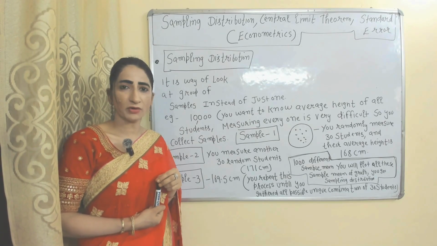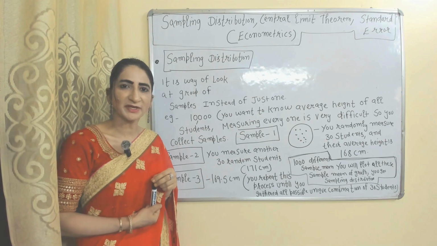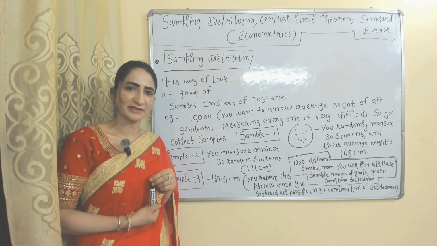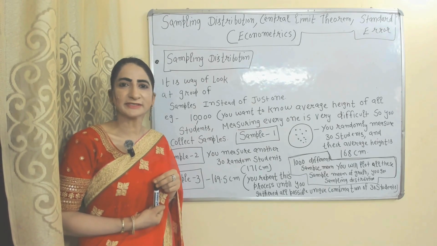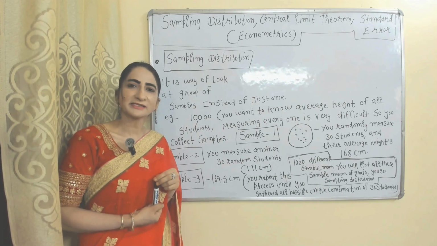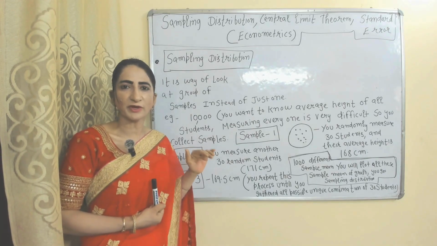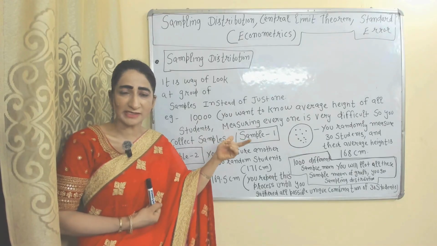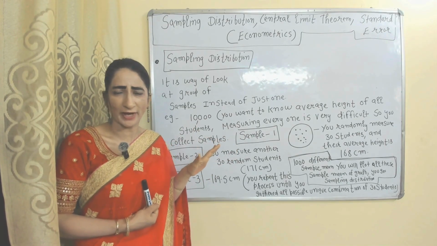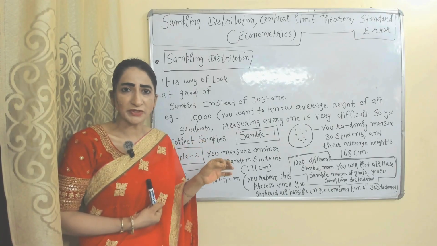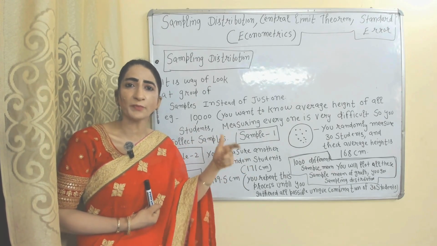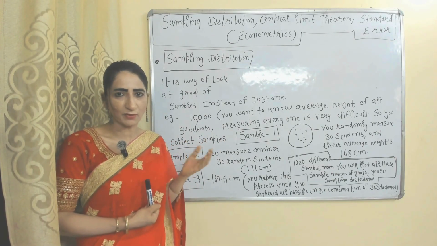Today we are going to talk about sampling distribution, central limit theorem and standard error. First of all, we will see sampling distribution. Sampling distribution is just a way of looking at a group of samples rather than one.